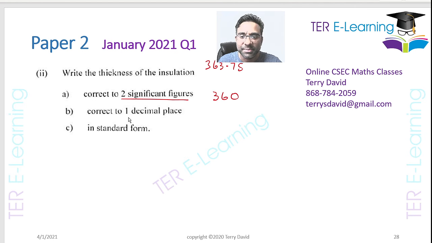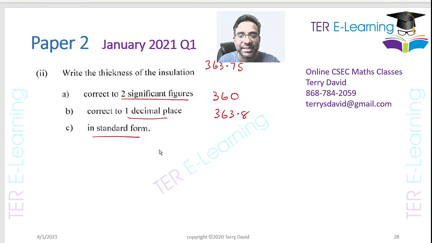The next part here, you want to write that to 1 decimal place. So this is going to be 363.8. The reason why we have to use 0.8 is that the number right after the 7 is 5. If that number is 5 or greater, we have to increase the 7 by 1. So that's why I'm getting 363.8.